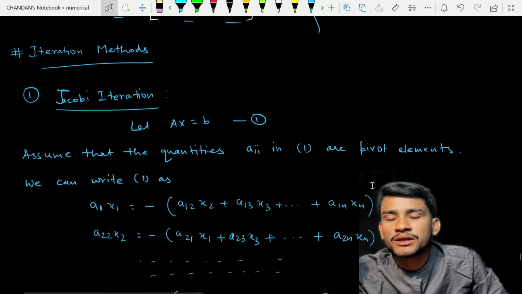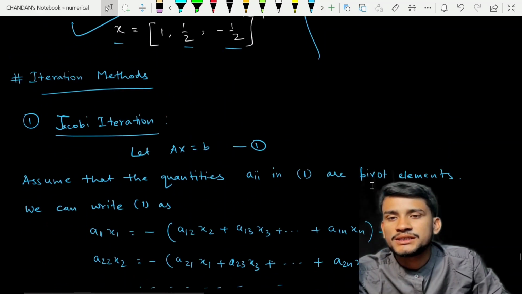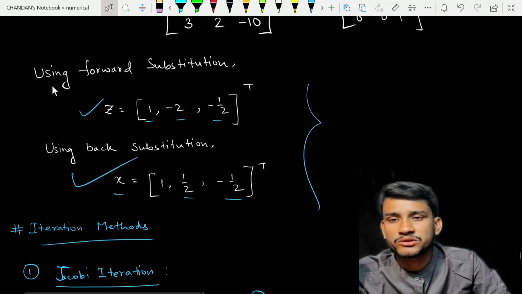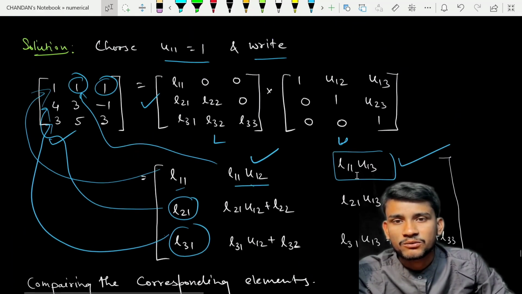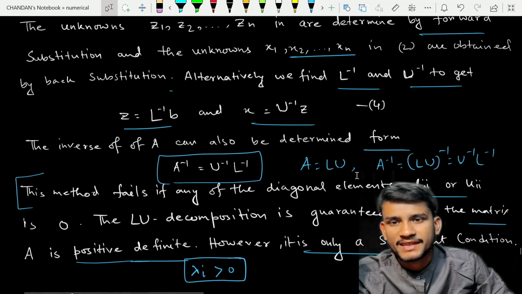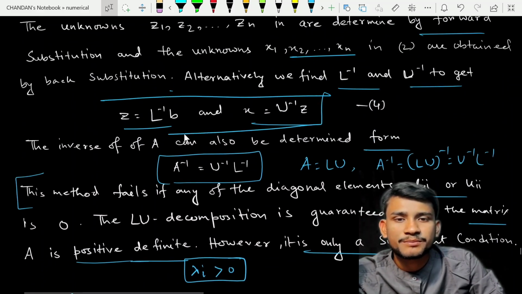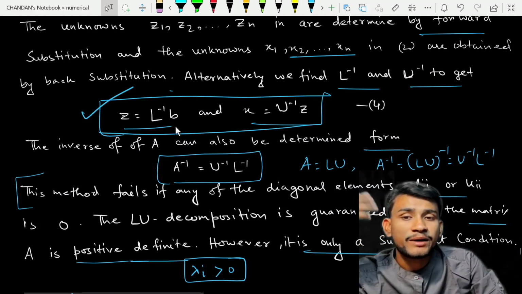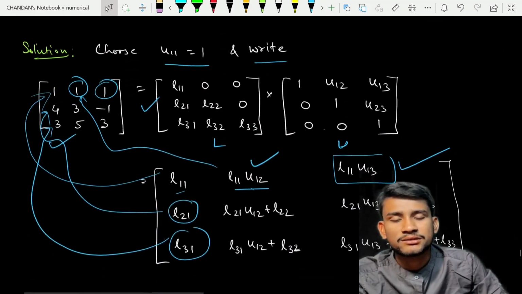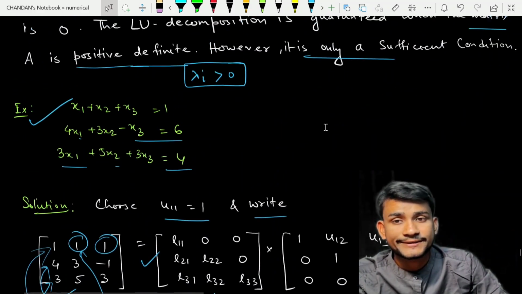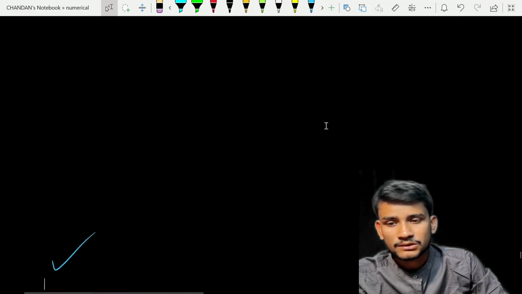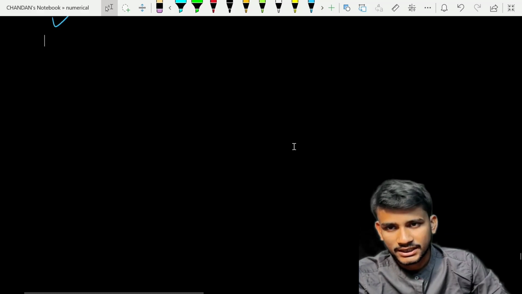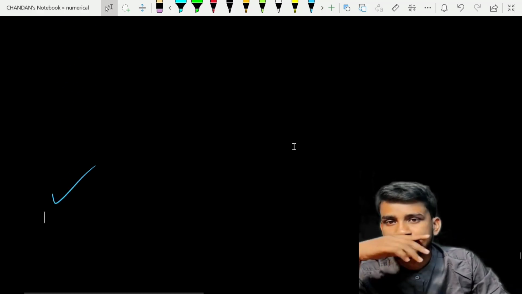Now going to the next method, which is the iteration method. If we look at the forward and back substitution method, we use these two: Z equal to L inverse B and X equal to U inverse Z. That is, we first find Z, and then by using Z we find X. We can easily find L inverse because it is a lower triangular matrix.